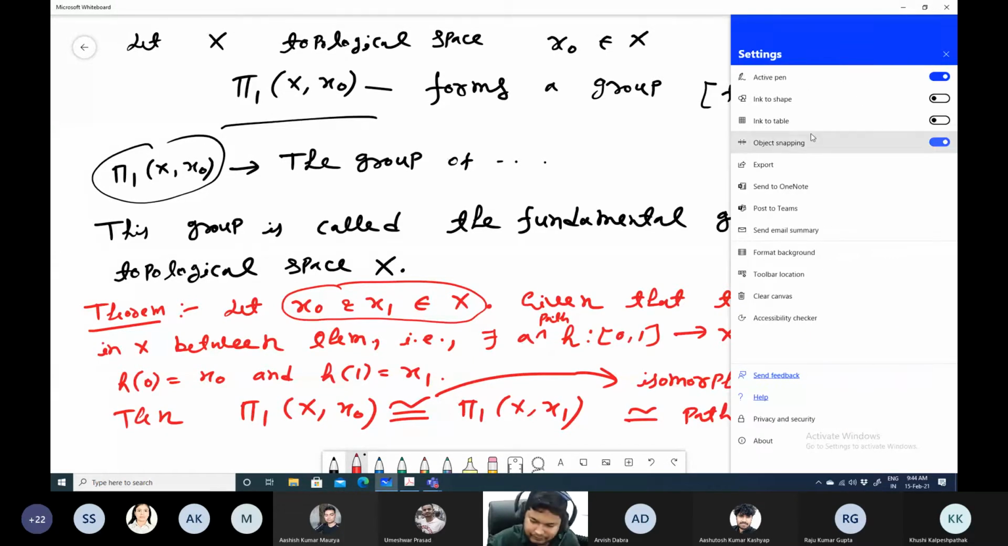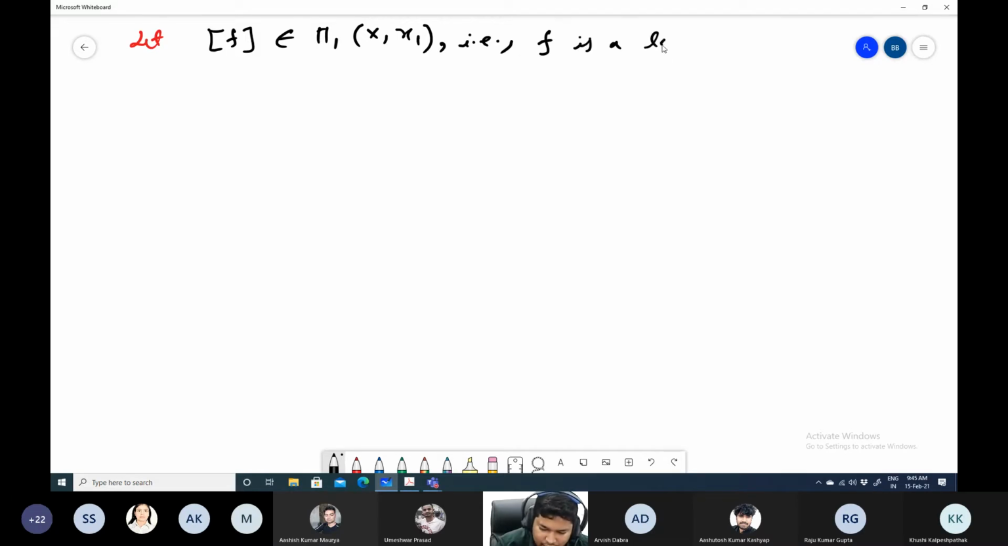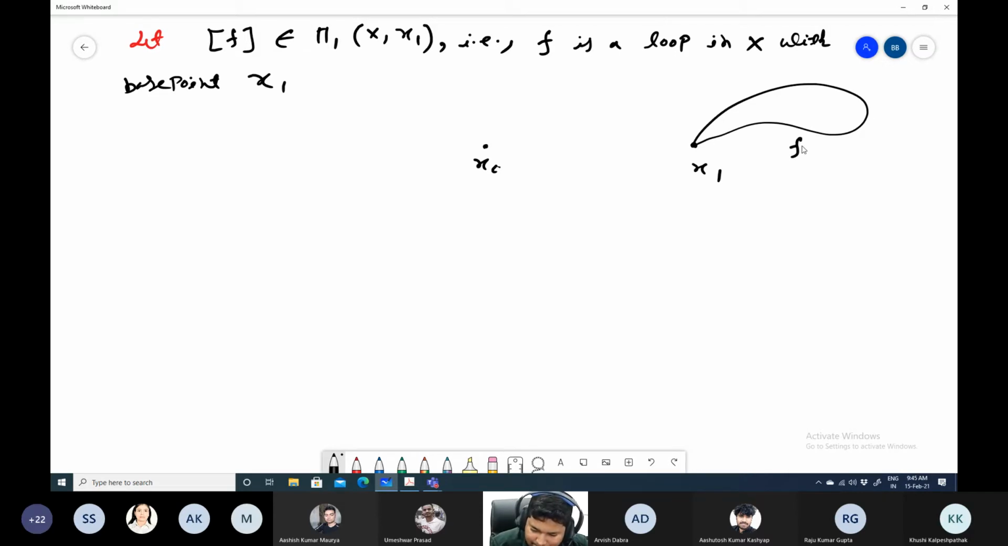Now we will prove this. First of all, let f belong to pi1(X, x1). What does it mean? That homotopy class belongs to this, which means f is a loop in X with base point x1. So this is your x0, this is your x1, and this is something f. It is just a loop with base point x1.